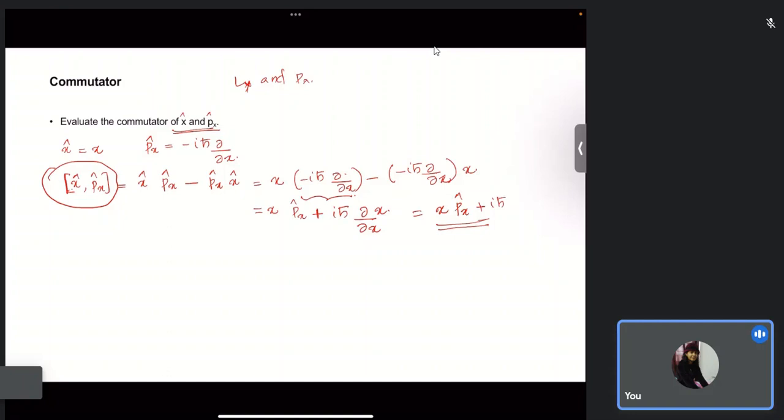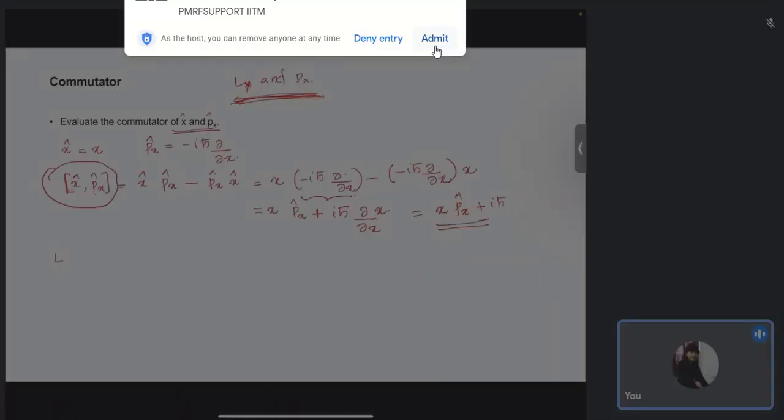X cap is the position operator and px cap is the momentum operator. So in the problem set, we have been asked to find the commutator of Ly cap and px cap, if I remember right. I don't know how many of you are familiar with the angular momentum operator L, so let me explain what the angular momentum operator is. I won't be explaining the commutator of Ly cap and px cap itself.